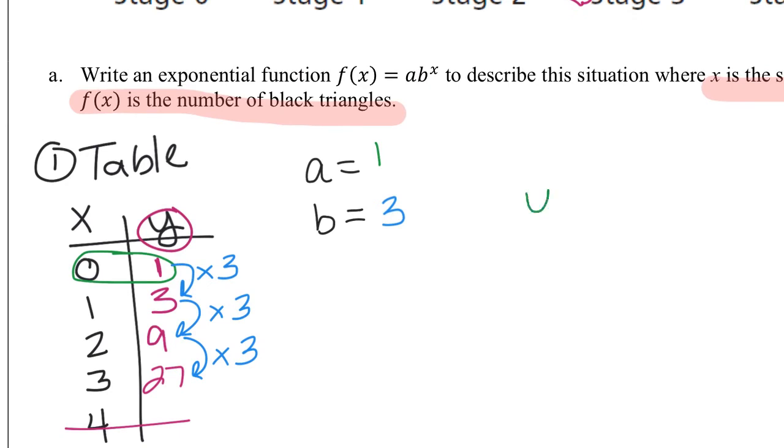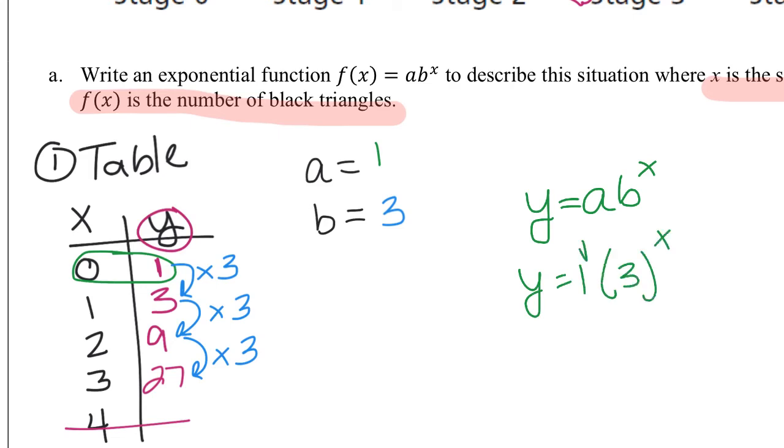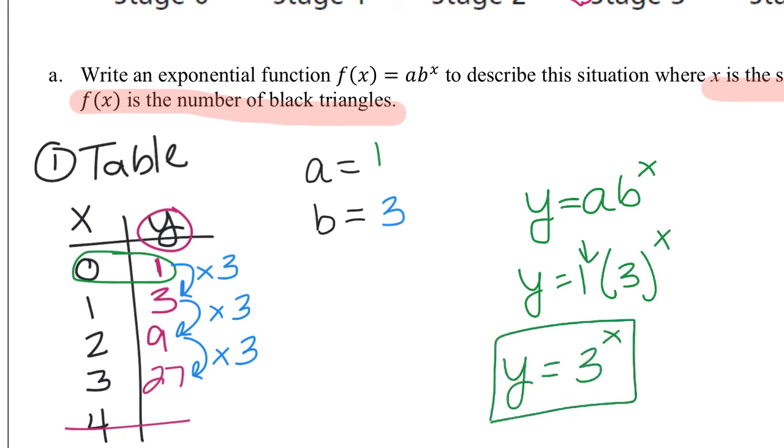We need y equals ab to the x. Well, a was a 1, b is 3 to the x. Now, since your a is a 1, we don't need it because 1 times anything is itself, so our final equation is just y equals 3 to the x. So this equation gives any number of black triangles for any stage.